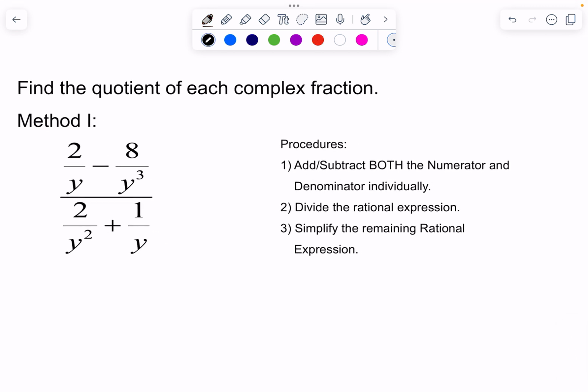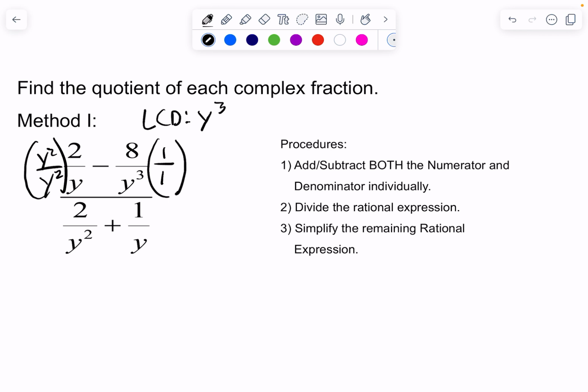We're going to first solve this one using method 1. So the LCD of the numerator here is y cubed. I'm missing a y squared, so I'm going to multiply that to both numerator and denominator because in this case I'm looking for a common denominator. And over here, y cubed is already y cubed, so I don't have to multiply it by anything, by 1 if you like. So you have 2y squared minus 8 over y cubed.